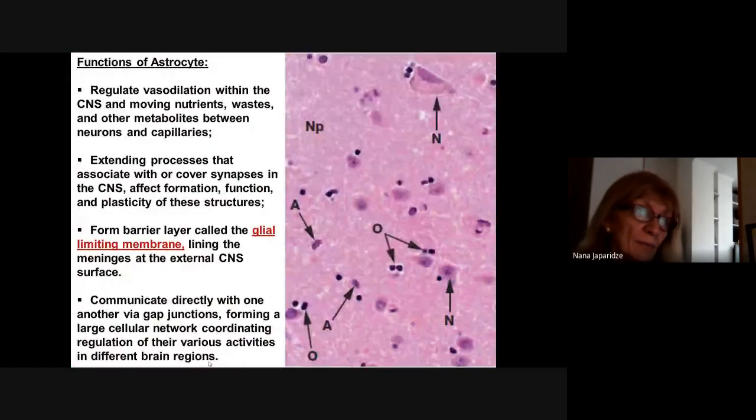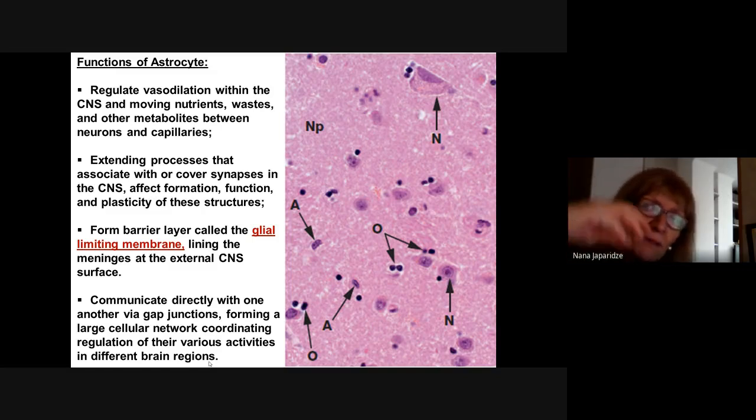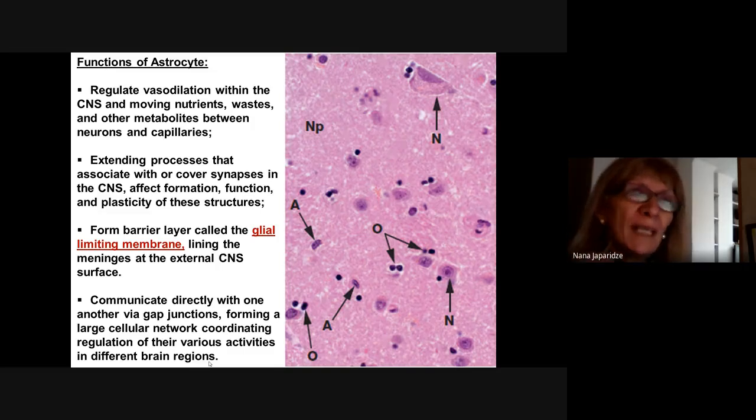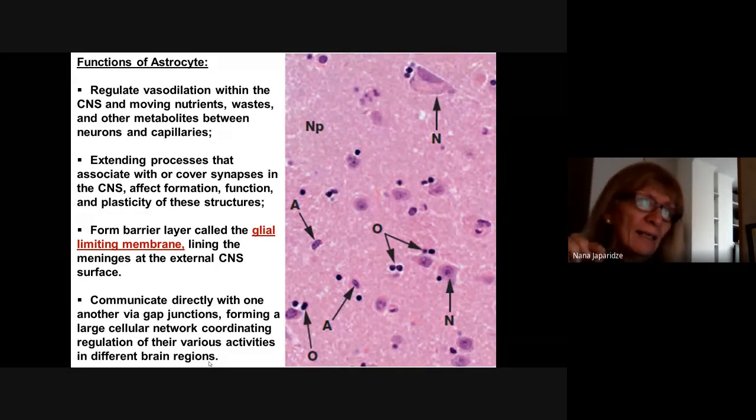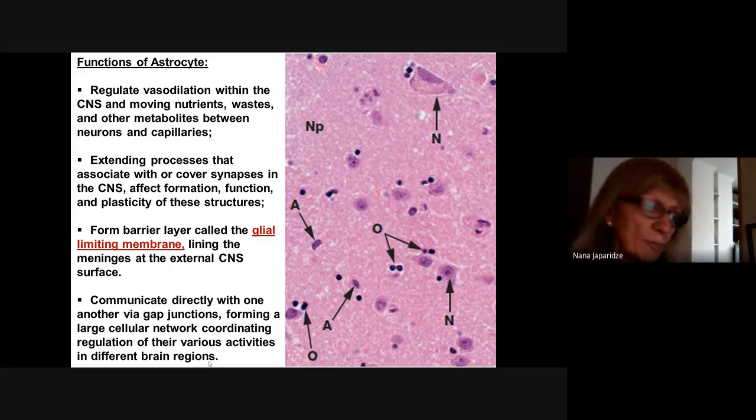And they form blood-brain barriers. They form, yes, the glial limiting membrane. When we go to the meninges, you will see that beneath the pia mater they form the glial limiting membrane, where the processes which reach the surface of the brain give rise to a very thin layer of glial processes, which is tightly attached to the surface of the brain.